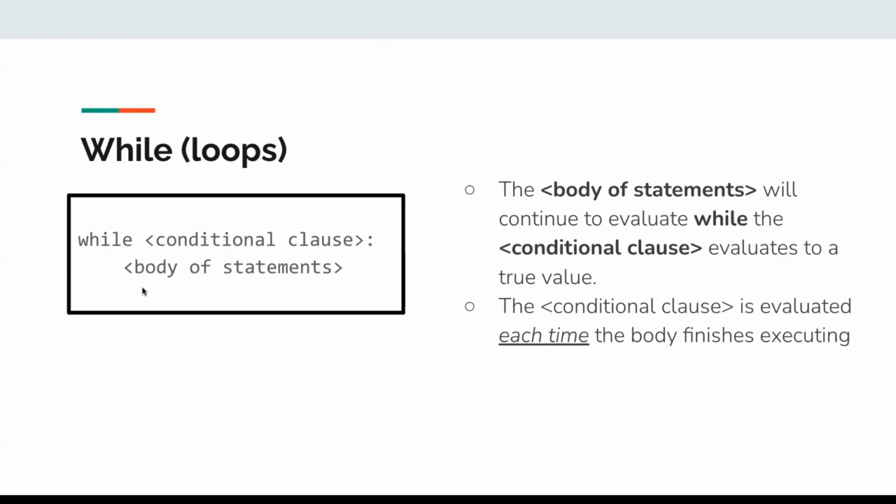In a while loop, the entire body will evaluate, and then it'll go back up to the top and check if the while condition is true again. If it is, it'll enter the while loop again. The conditional clause is evaluated each time the body finishes executing. So again, after it finishes the body of the while loop, it'll go back up to the top of the while loop.